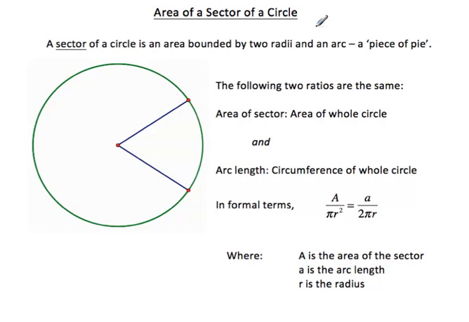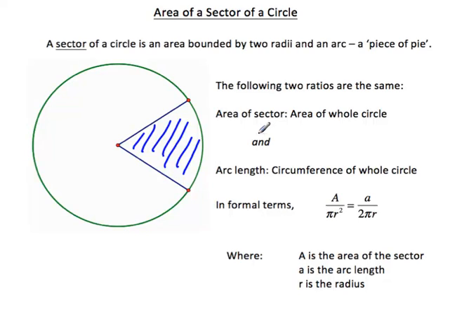In this video, we're going to continue from our previous discussion of radians as a measure of angle to see how we can use radians to find the area of a sector of a circle. A sector of a circle is an area bounded by two radii and an arc, or simply, it's a piece of pie. This here is a sector.